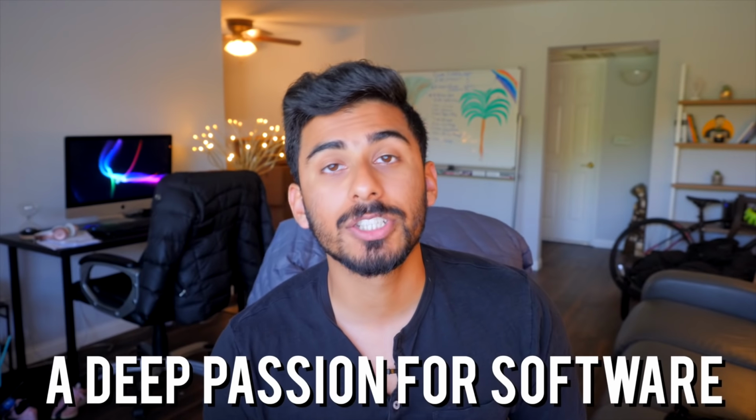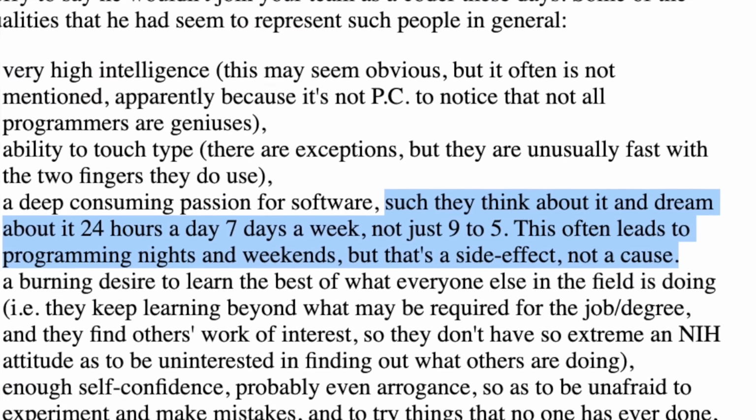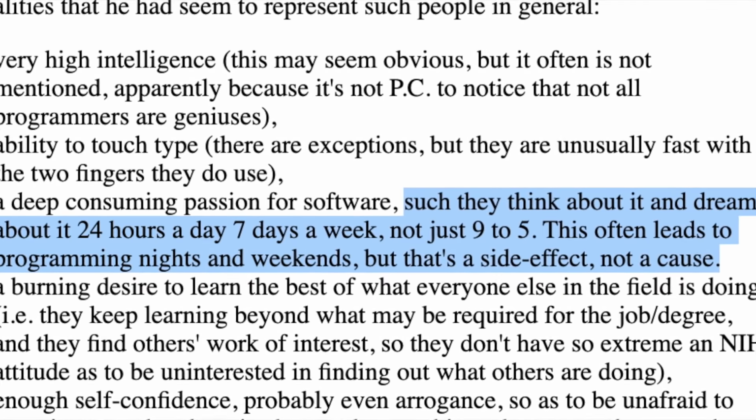Here's another characteristic about these billionaire developers or these ultra high performing developers: a deep consuming passion for software. And I'm actually reading it right off of the wiki that I've linked below in the video. And this is such that they think about it and dream about it 24 hours a day, 7 days a week, not just 9 to 5. This often leads to programming nights and weekends, but that's a side effect, not a cause.